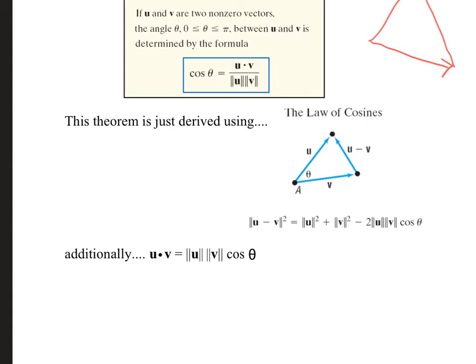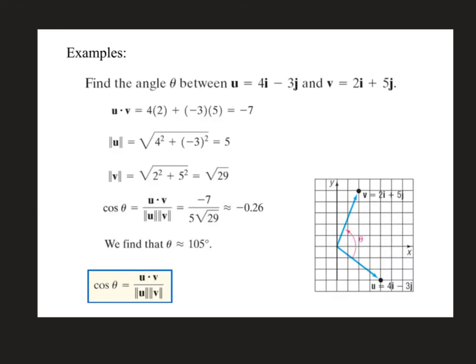Okay, let's look at an example now on the next slide. Here's an example to find the angle theta between vectors u and v. Note the picture just to give you a feeling as to how it looks. It actually plotted vector u here for -3 and vector v here 2 over 5 up.